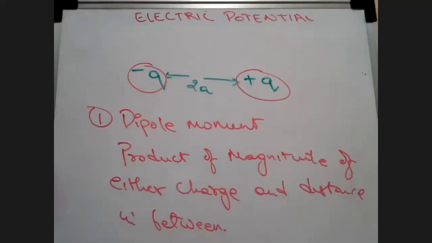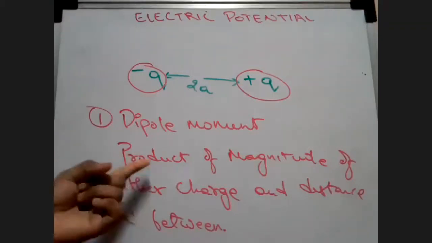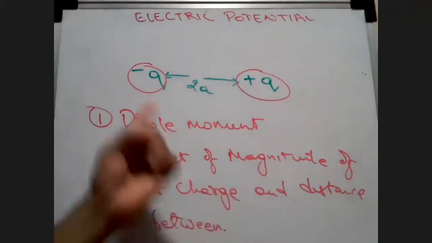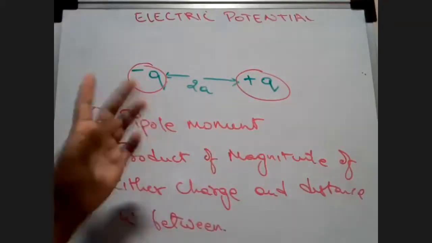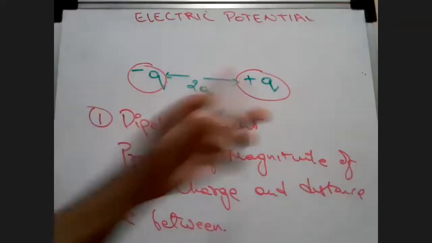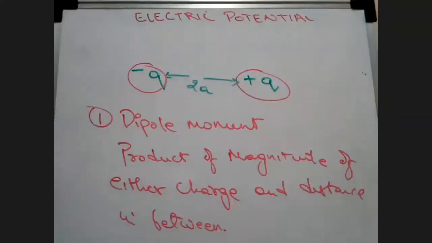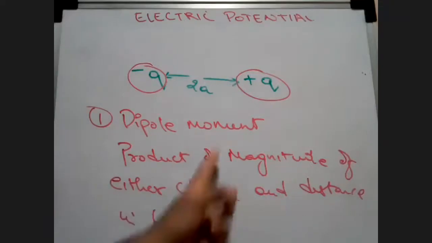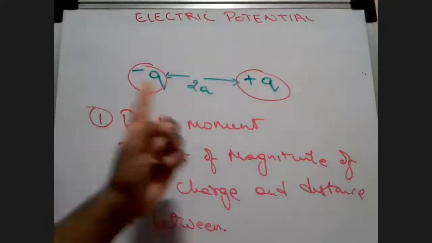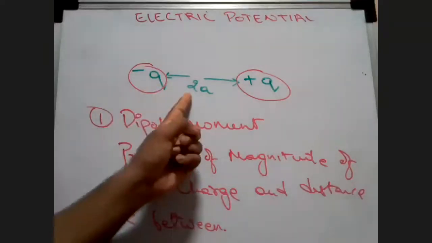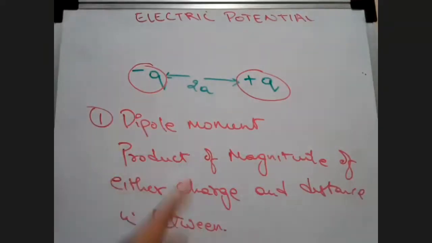So what does dipole moment mean? Dipole moment simply says that it is a product of the magnitude of either minus q or plus q. If you take the magnitude, the direction doesn't matter, that is minus or plus won't matter. Whether it's a negative charge or a positive charge, it doesn't matter. What matters is you take the product of the magnitude of either of the charges and multiply it with the distance in between them. That is going to give you the dipole moment.